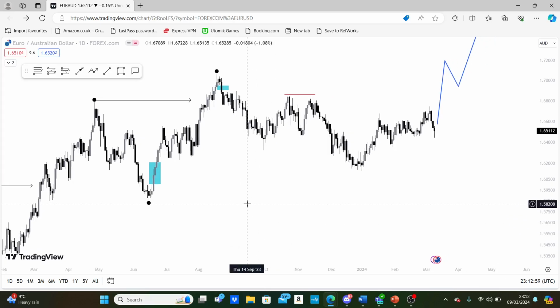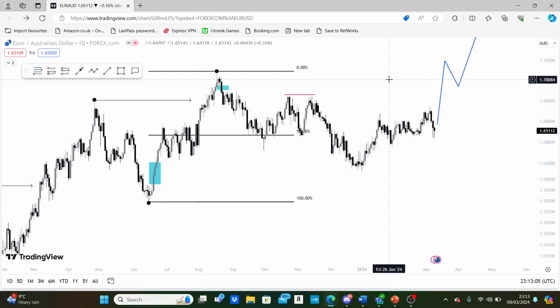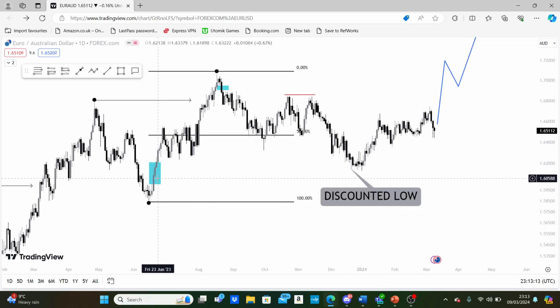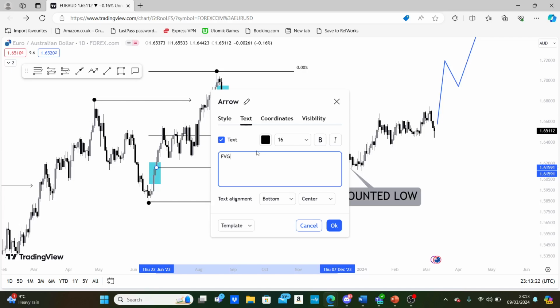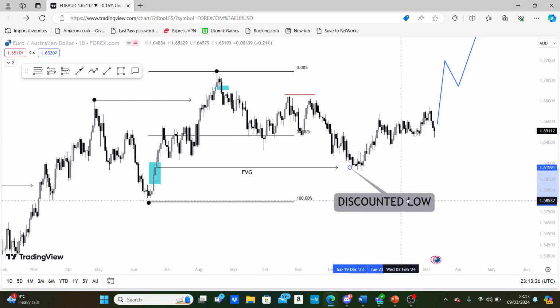Well, we're going to be using the same concepts again. We have a structural low down here and we have a structural high up here. That represents our swing. So beneath the 50% level, what do we have? We have a discounted low. So this discounted low has filled in the majority of the fair value gap to the left. So this is the left fair value gap over here that's been filled, FVG. So we see a fill of this fair value gap just over here in the discount.